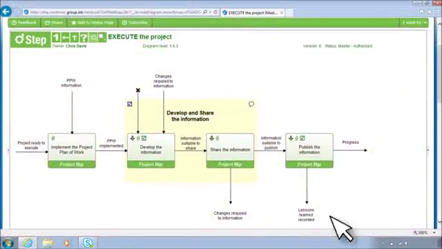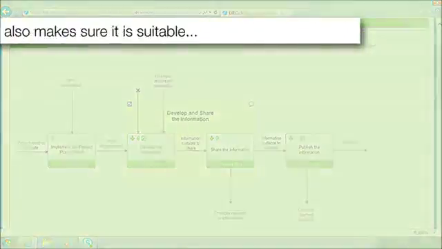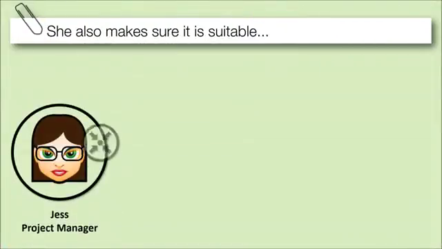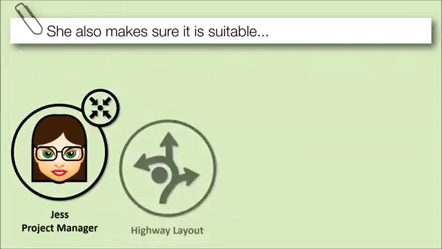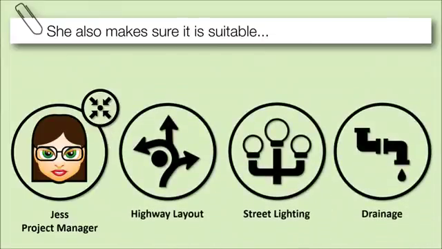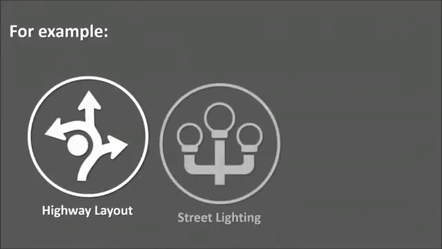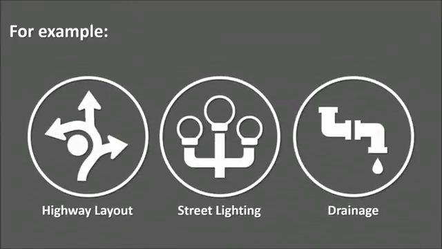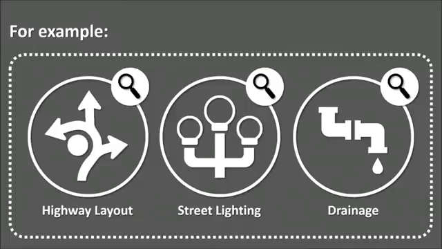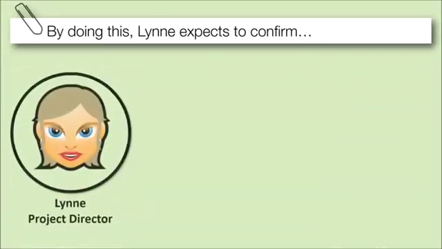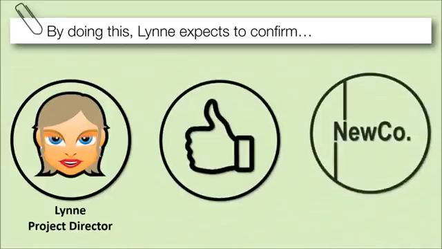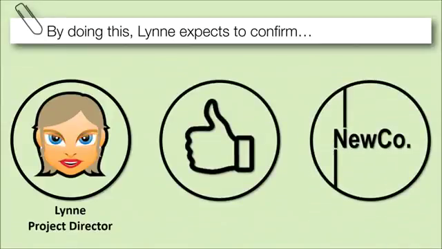The share stage now begins. Jess ensures that the information developed is presented in the correct format. She also makes sure it is suitable for coordination checks to be carried out between the full range of disciplines involved. For example, the highway layout, street lighting and drainage designs need to be reviewed together to make sure they are compatible with each other. By doing this, Lynn expects to confirm that the customer's requirements are being met.